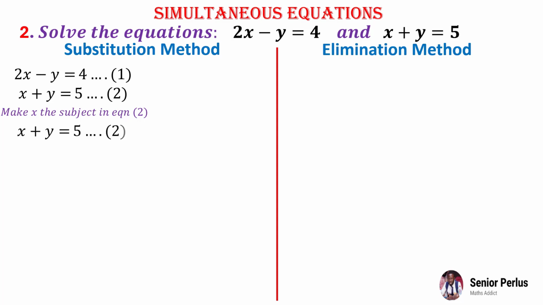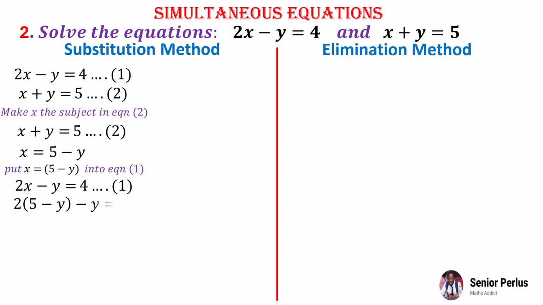So this is our equation 2. For me to make s the subject, I'll just subtract y on both sides, then I'll get this. Then I'll put this into equation 1 because I made s the subject in equation 2. There's no reason for me to put it into equation 2 again. The system will crash. So you have to put it into another equation. So for equation 2, our s is now 5 minus y.